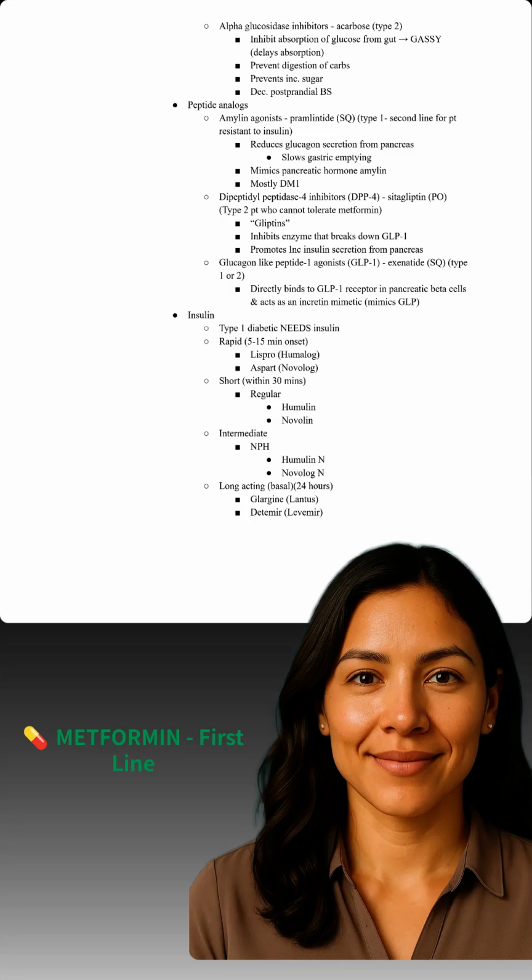Let's examine oral diabetes medications in detail. Metformin, a biguanide, is considered first-line therapy due to its effectiveness and safety profile. It works primarily by reducing liver glucose production and improving insulin sensitivity.